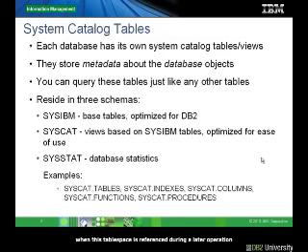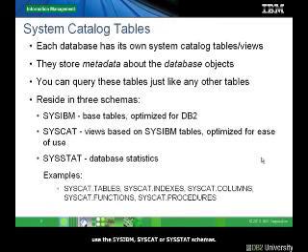When the table space is referenced during a later operation, Db2 checks the corresponding system catalog tables to see whether the table space exists and whether the operation is allowed. Without the system catalog tables, Db2 would not be able to function. Some of the information contained in system catalog tables includes the following: definitions of all database objects, column data types of the tables and defined constraints, object privileges, object dependencies, and so on.